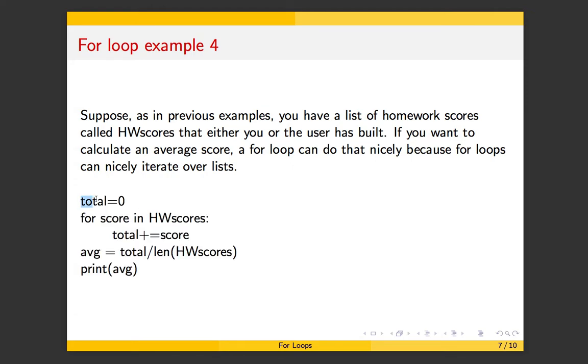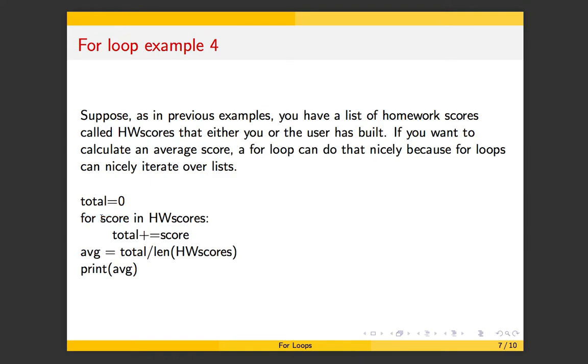So total initially will be 0. And then basically just like the sum example before, total plus equal whatever you're currently looking at. And notice how this for loop lets you set it up. For score in homework scores. When I say this out loud, it sounds like I'm about to start the Gettysburg Address.